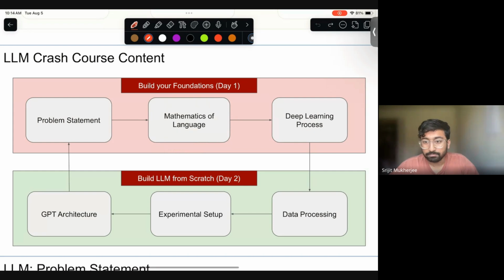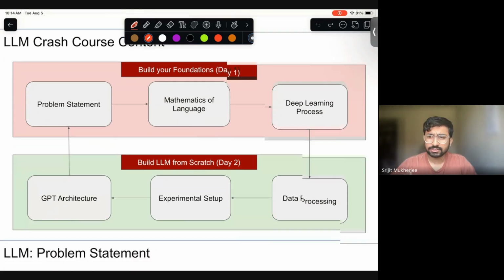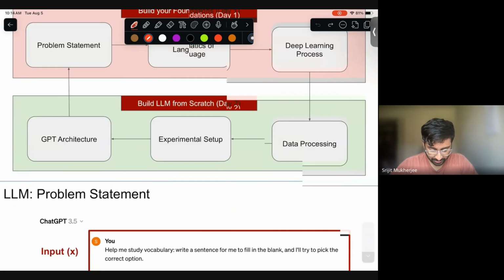So let's get started. Any questions from your end? I hope not, because we have not started yet.